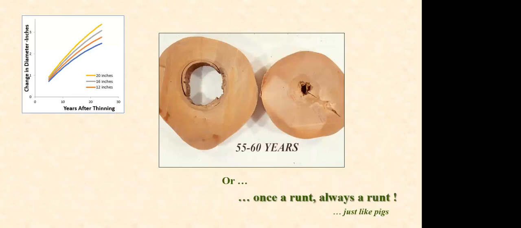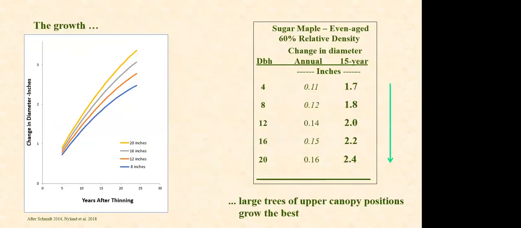Here we are, two trees from the same stand at 55 to 60 years of age. A big tree on the left, upper canopy position, tree on the right, probably a codominant. And again, the growth rates. In this case, a 4-inch tree would grow about 1.75 inches in a 15-year period. A 20-inch tree would grow about 2.5 inches. In thinning, in dealing with even-age stands, you need to keep the big trees by cutting small ones around them when you do the thinning.